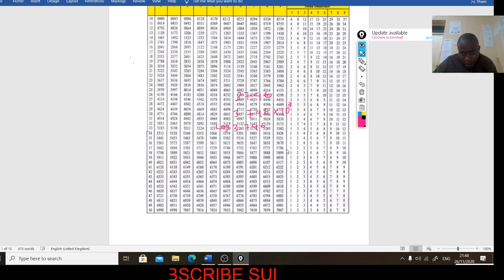You write it down, and then you look at 6, the column of 6 here with the same 3.7. You go across the column of 6. The column of 6 is here. So you realize the number is 7. So the 7, we come and add it here. We add it here.